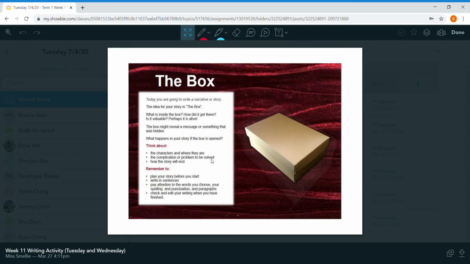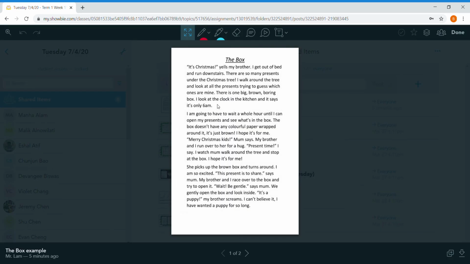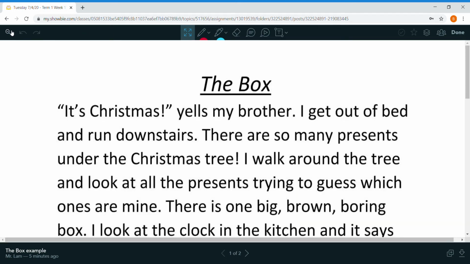Mr. Lamb today has written his own story about a box, so I'll just go into that now. I hope you can still see. This is what Mr. Lamb wrote. This is his story. He wrote this yesterday, and I'll read it first. As Mr. Lamb reads it, I just want you to note some of the good things that Mr. Lamb does in his story.